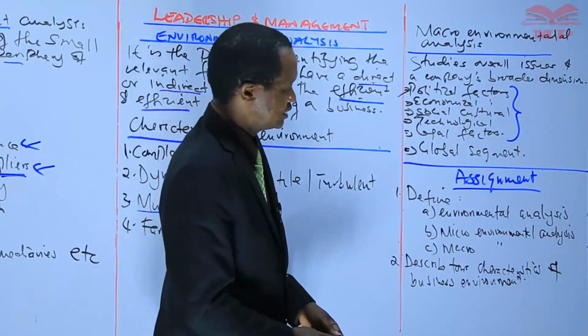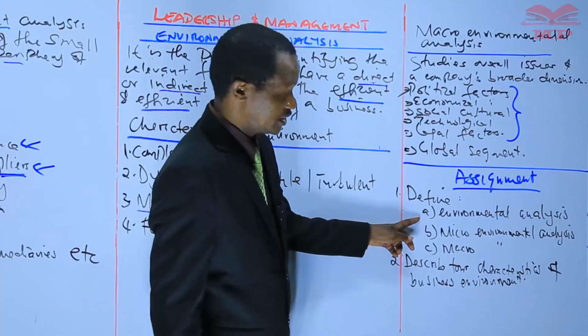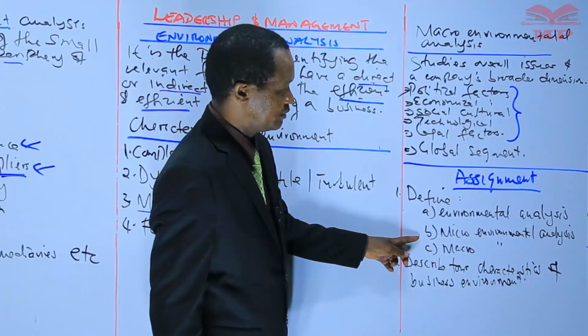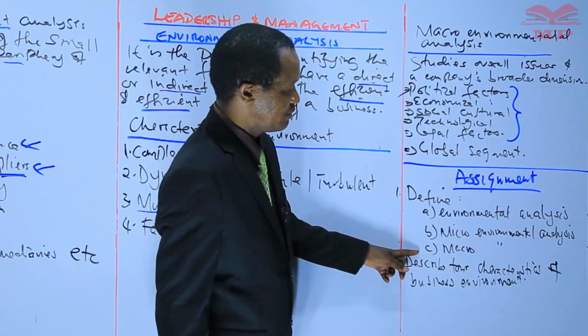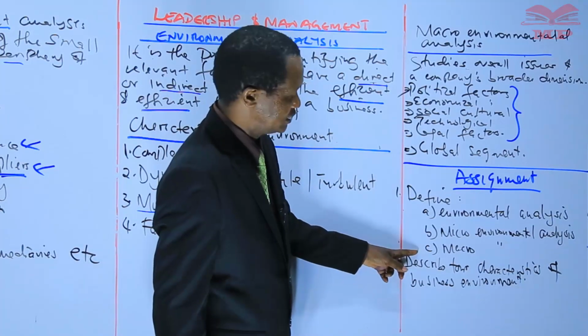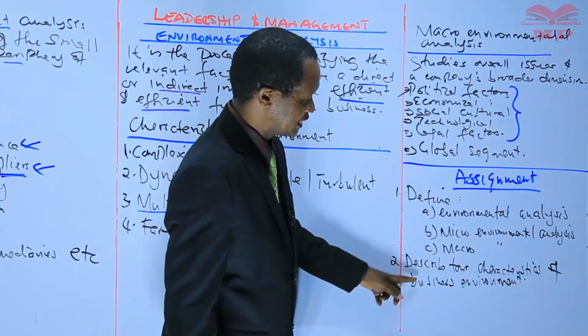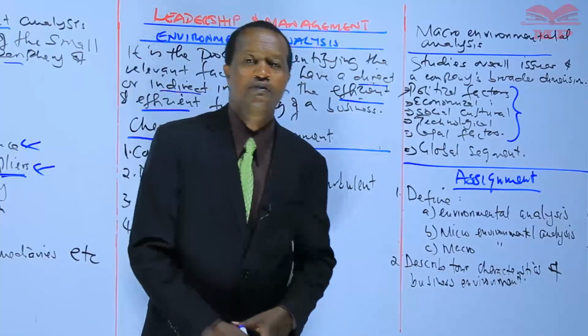Assignment 1, define A, environmental analysis, B, micro-environmental analysis, C, macro-environmental analysis. 2, describe 4 characteristics of business environment.